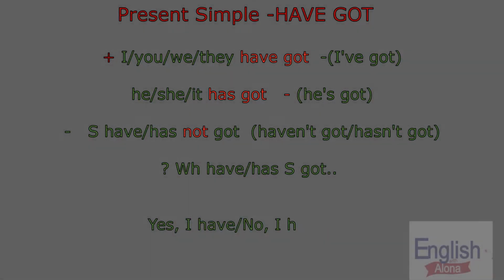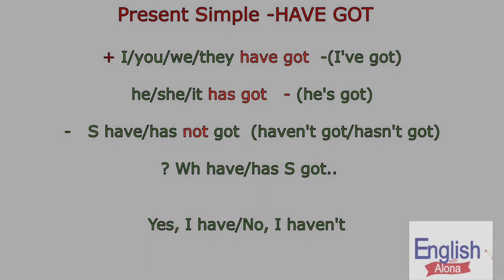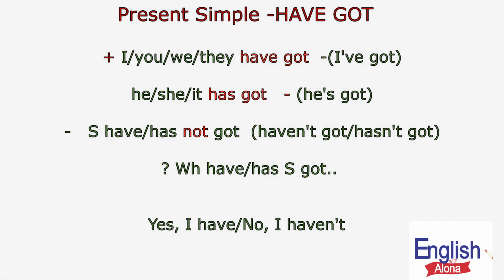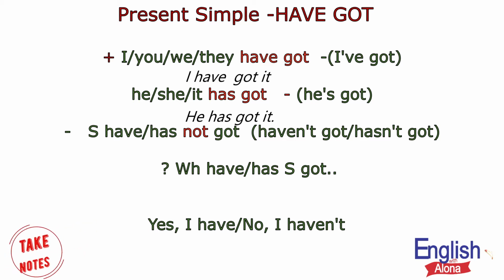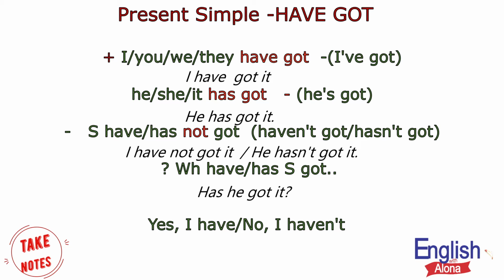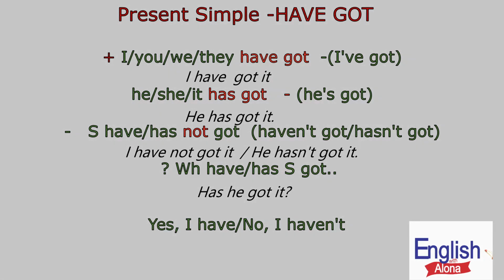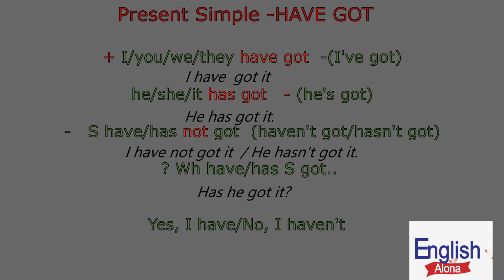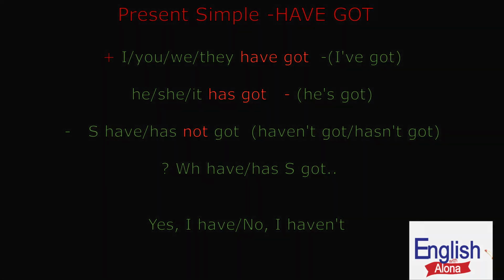Alright, so when we talk about have got, this is the first variant. For I, you, we, they it will be have got. For he, she, it, it will be has got. You can use a short form, you will say I've got it, or I have got it. He has got it, or the short form, he's got it. To make a negative form, you just need not, and that is all. So you will say I have not got, or he hasn't got. To make a question, you just swap have, has with the subject. Short answer, yes I have, or no I haven't.